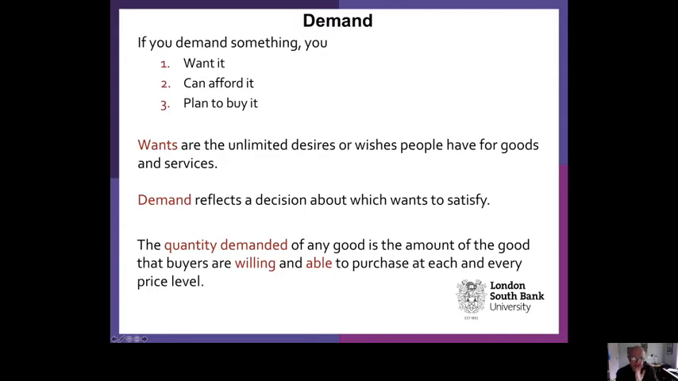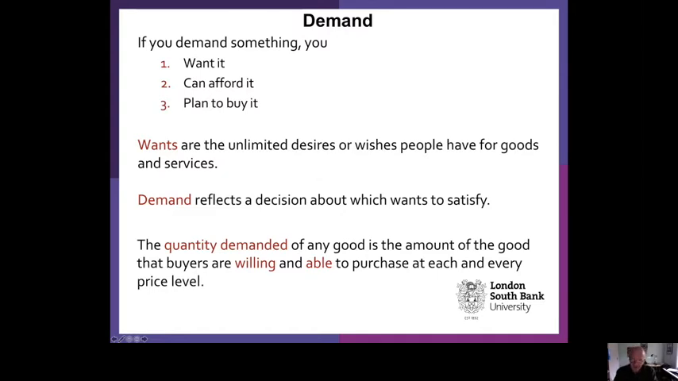Okay, so this slide is saying something about demand. So we all have wants. We have what are arguably unlimited desires or wishes. But when we demand something, then we've decided about which of our wants we want to try and satisfy. Okay, and that's going to depend in large part upon our income as well as upon our wishes.